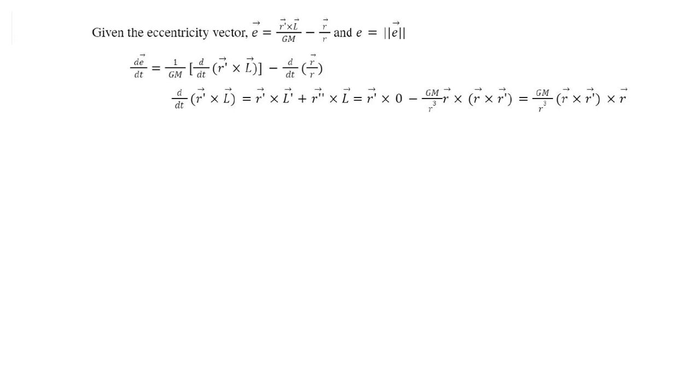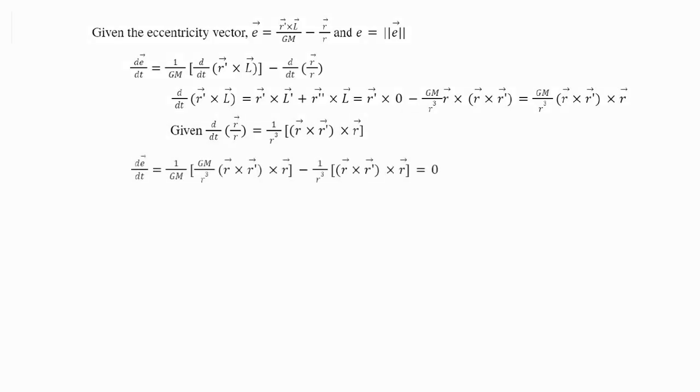After some rearranging, we get that the derivative of the first term, excluding the constant originally extracted, equals gm over r cubed times r cross r prime cross r. The derivative of the second term, r vector over r, can be proven to be equal to 1 over r cubed times r cross r prime cross r.